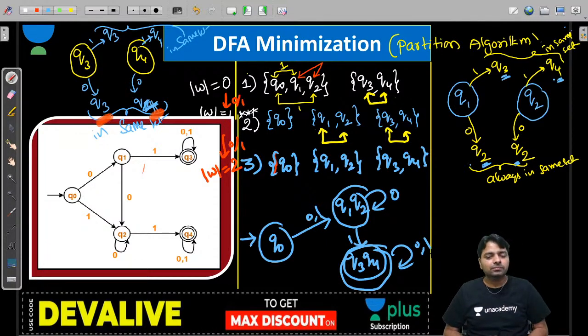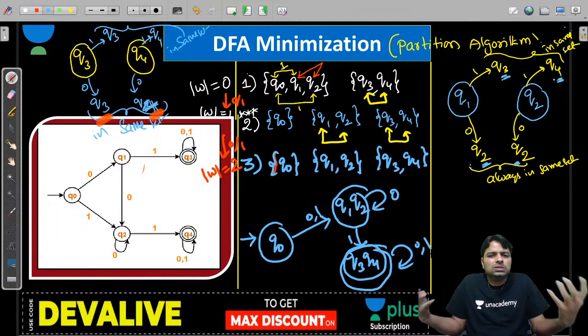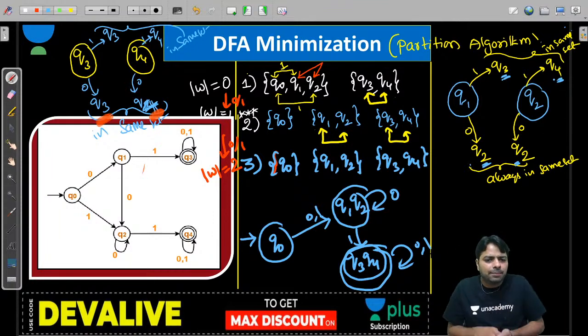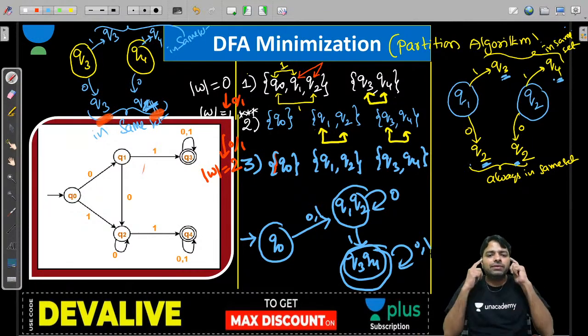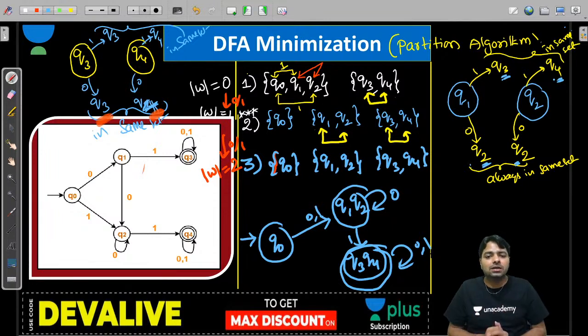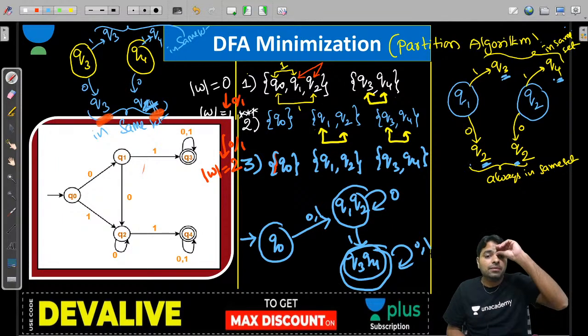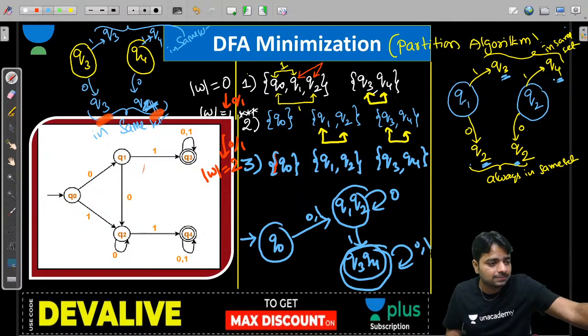Clear? Everybody clear? And really it takes time because of so many calculations. I don't think this is required from a competitive exams point of view, but once in a while this might really be required for 2 marks. And sometimes without using the algorithm you can understand that Q3, Q4 you can combine. When you combine, Q1, Q2 are doing the same job. On 1 they go to final, on 0 both are coming to Q2. So it's very easy to understand. You can also do it step by step. Everybody? Yes, come on guys.